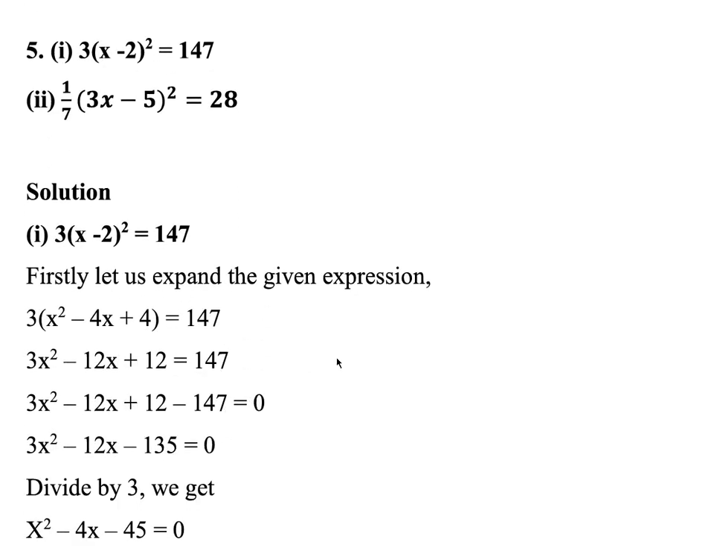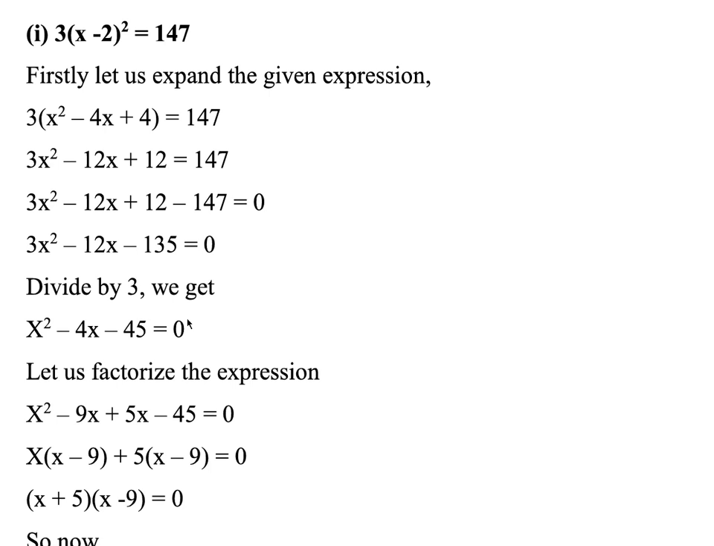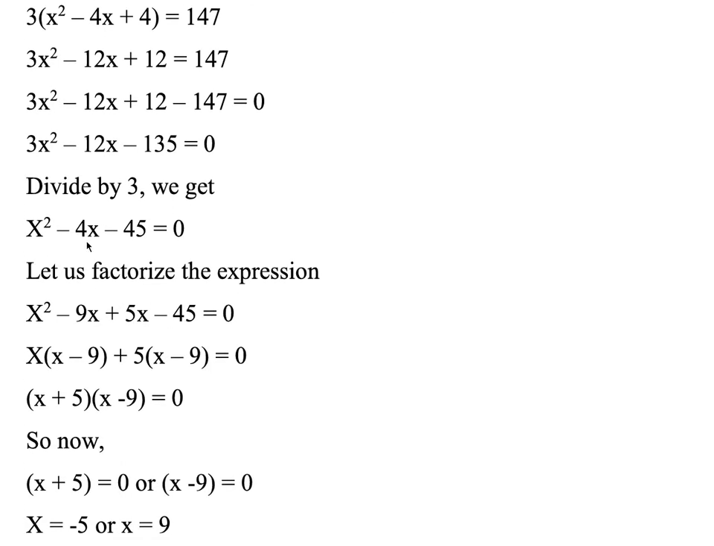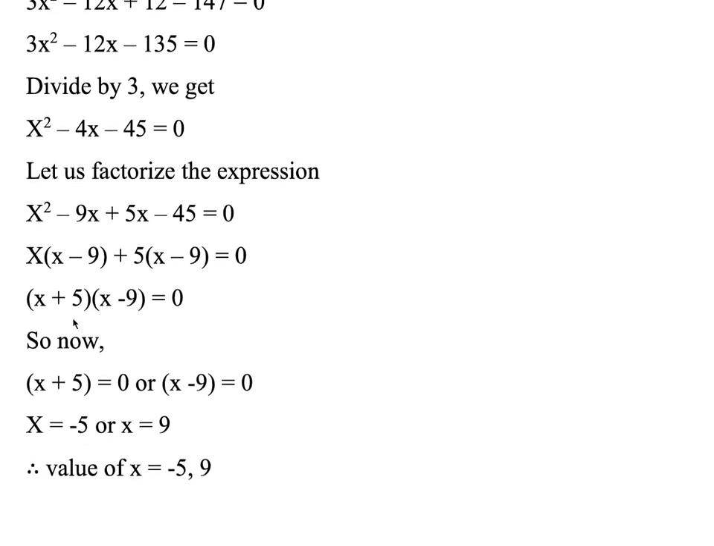Now come to the next part. 3 into (x minus 2) square is equal to 147. So 3 into (x square minus 4x plus 4) is equal to 147. A little bit of simplification, divided by 3, you will get x square minus 4x minus 45 is equal to 0. So let us factorize the given expression. You will get (x plus 5)(x minus 9) is equal to 0. So if x plus 5 is equal to 0, the value of x will be minus 5, and if x minus 9 is equal to 0, the value of x will be 9.